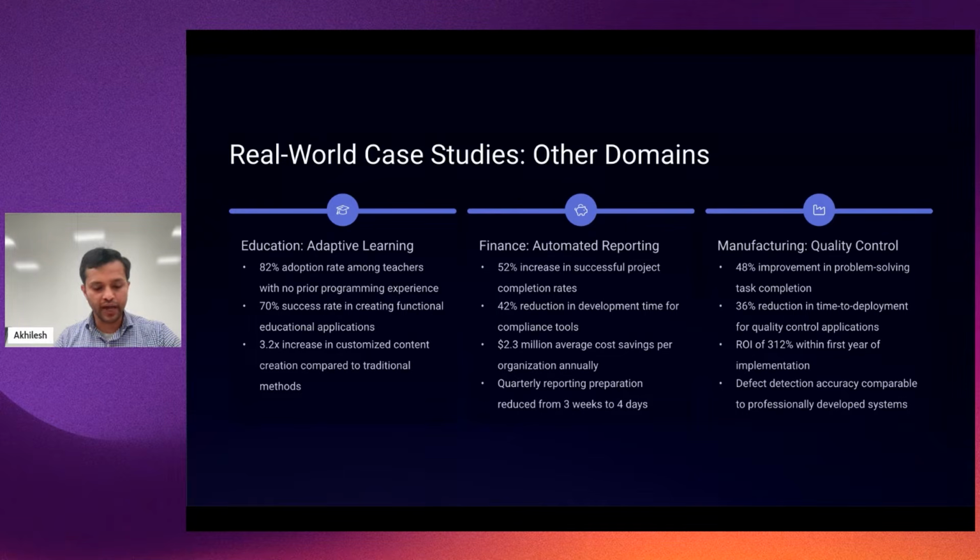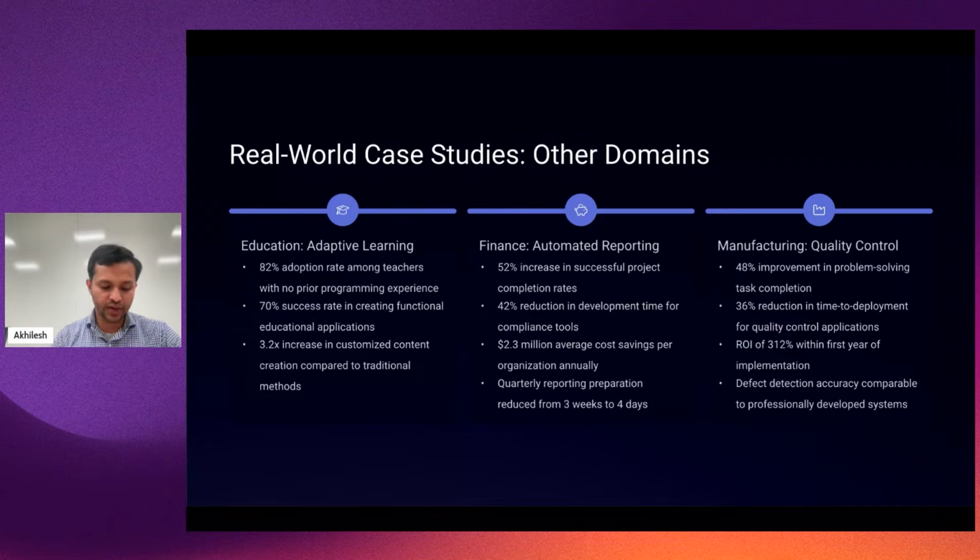And in terms of finance, there's about 2.3 million average annual savings per organization that we have noticed. Quarterly reports that used to take 3 weeks now take 4 days. And also in terms of compliance, with officers building their own audit tools, a 52% project success rate has been noticed.